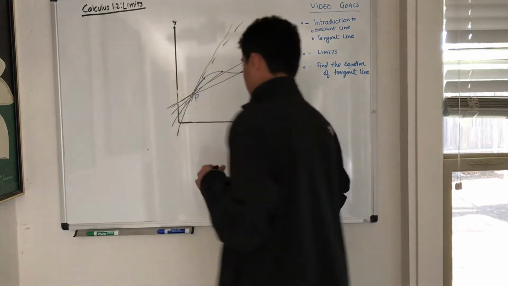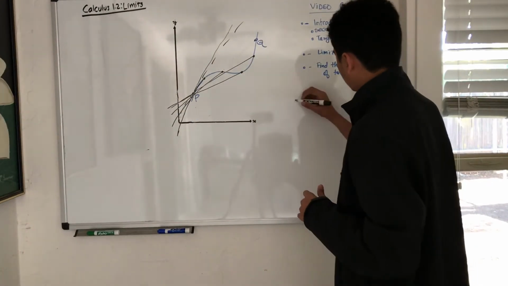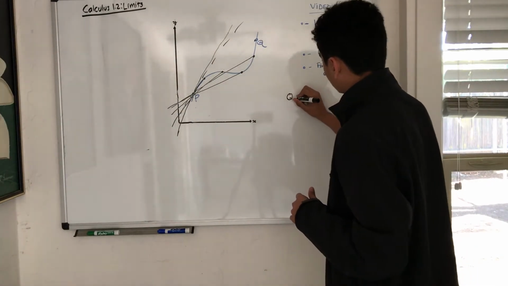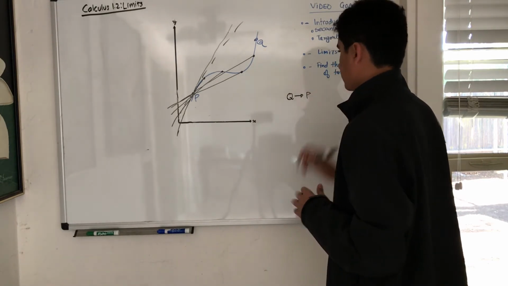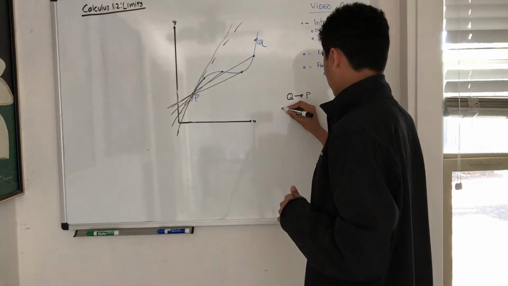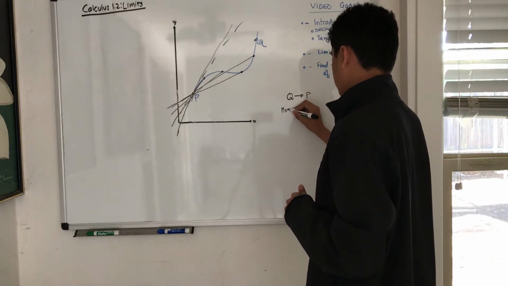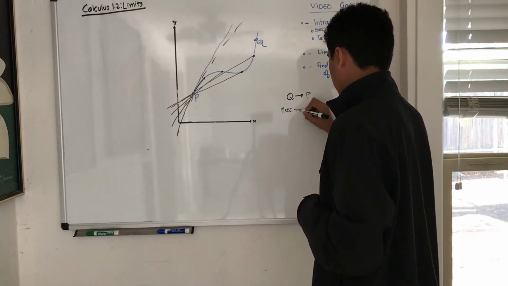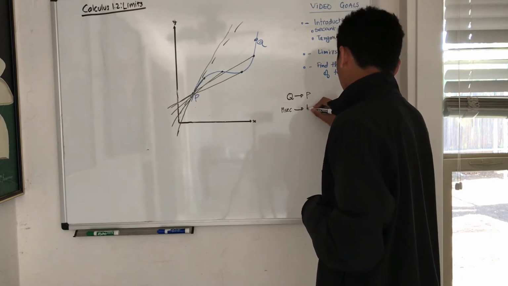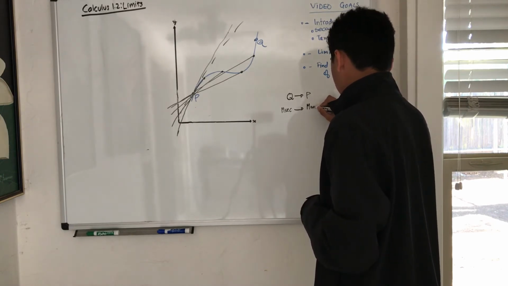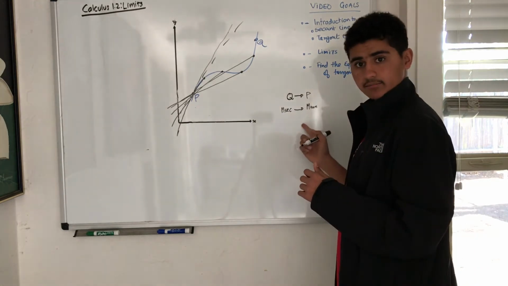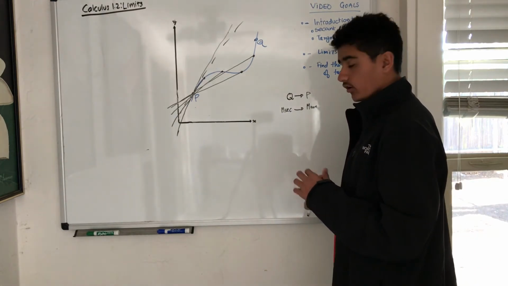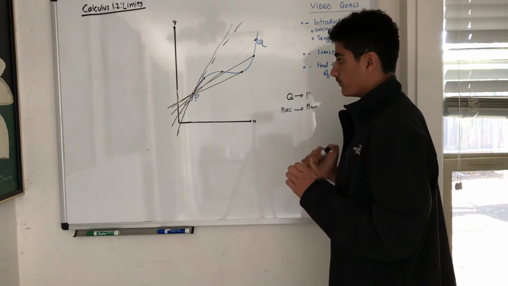So with that in our minds, that's basically saying when point Q is moving to point P, the slope of the secant line is becoming the slope of the tangent line, which is a pretty interesting concept, and this is also kind of the concept of a limit.